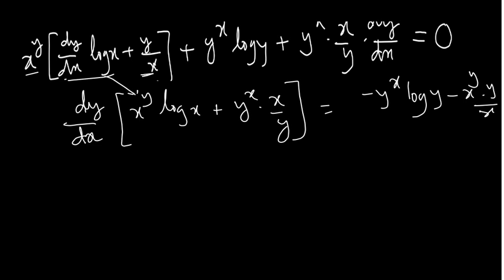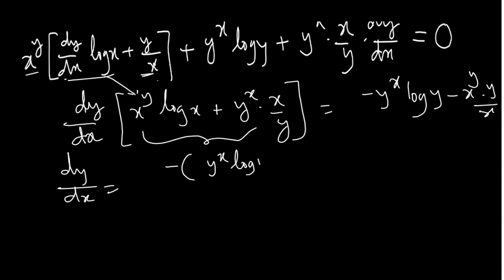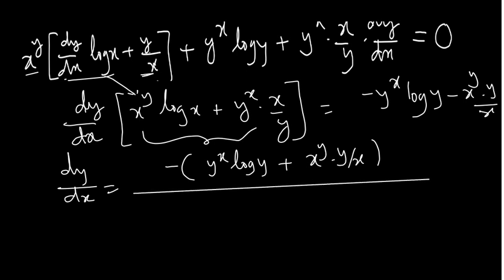Okay, that gives dy by dx. This equal to, this entire thing will be divided by that. So I'll take minus out from here. y to the power of x log y plus x to the power of y into y by x. Whole divided by this one, x to the power of y log x plus y to the power of x into x by y.